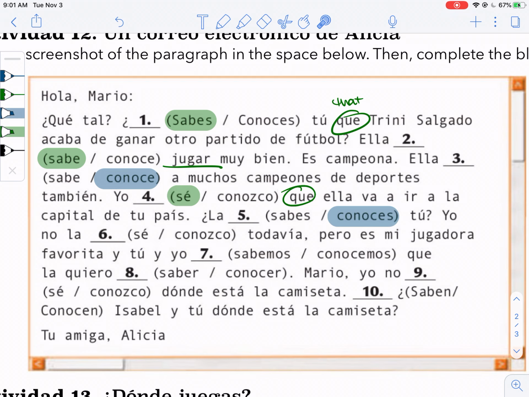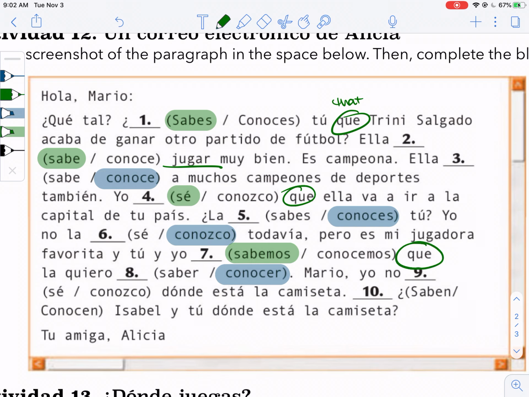Yo no la conozco todavía. I don't know her, or I haven't met her yet. Pero es mi jugadora favorita y tú y yo sabemos que la quiero conocer. That was a big sentence. Let's break it down. Okay. I haven't met her yet. That la means her. So she's a person. Entonces conozco. Pero es mi jugadora favorita. But she is my favorite player. Y tú y yo sabemos que. You know that.